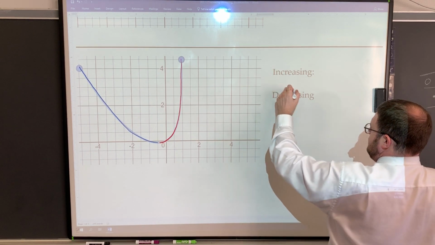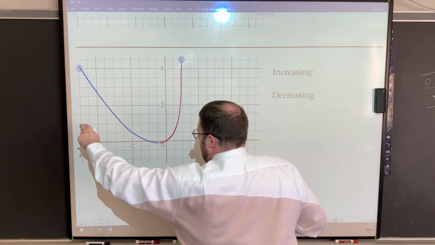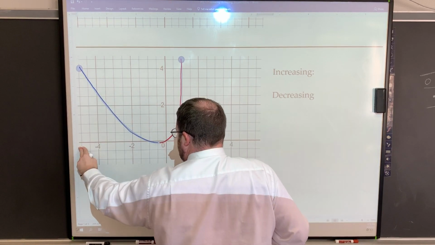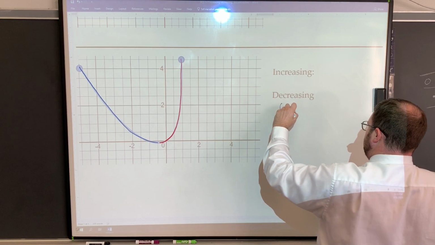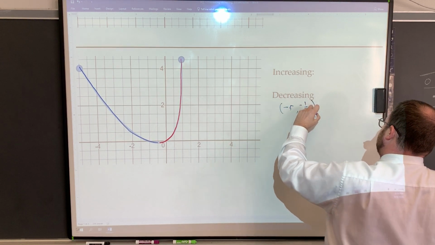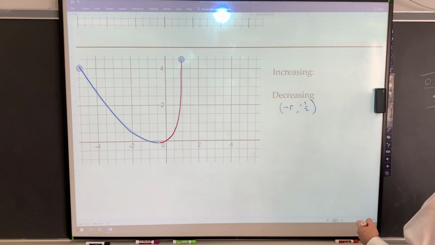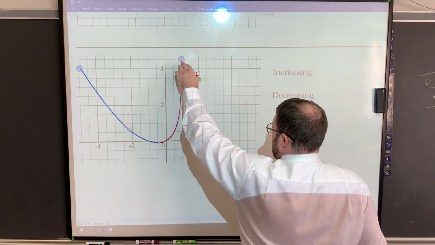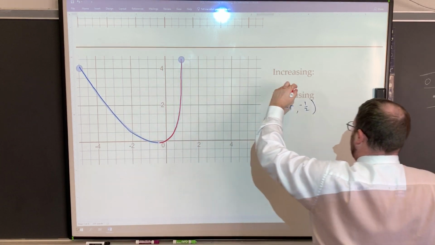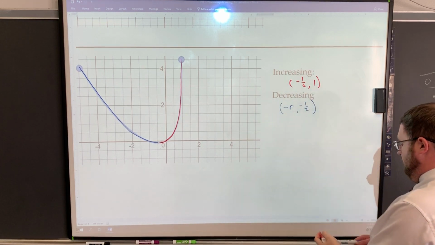We've got increasing, let's do decreasing first since that's what's on the farthest left. This, the x value is -5, this, the x value is -1/2. So decreasing from -5 to -1/2. And we don't have any more decreasing, so we do not have to put another one after there with the union notation. And then this is an x value of -1/2, this is an x value of 1. So we're increasing from -1/2 to 1.